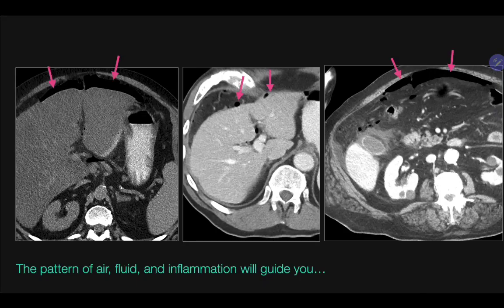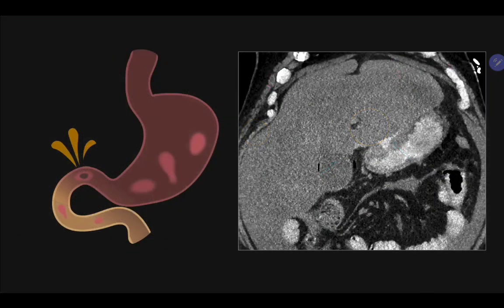This occurs in the anterior abdomen in front of the liver, in and around the fissure, and also by the gallbladder fossa, and there's also going to be associated fluid. You may not always see the ulcer crater, but the pattern of air, fluid, and inflammation in the upper abdomen can help to guide your review and raise your suspicion.